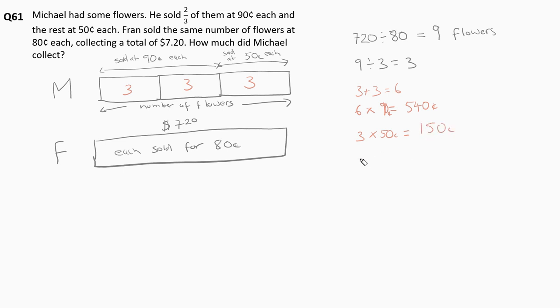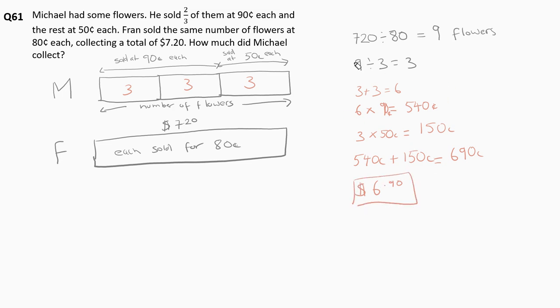And then we need to add the two together. So 540 cents plus 150 cents gives us 690 cents altogether. We don't give answers like this in cents. So that is a total of $6.90. So that's our final answer.